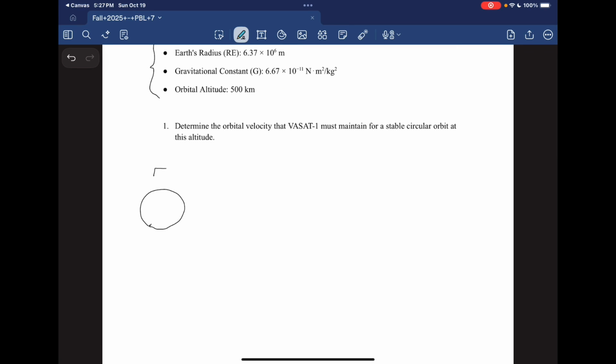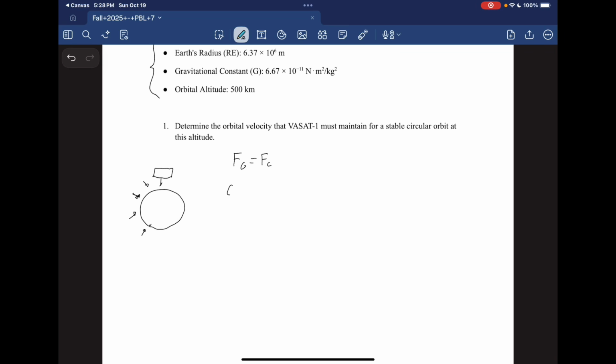We'll say that this is the Earth. Here's our satellite. The only force acting on this satellite is going to be the force of gravity. And again, that force of gravity will always point inwards no matter where we are in orbit. This is the only force, and it is a centripetal force. So we can say that the force of gravity is equal to the centripetal force.